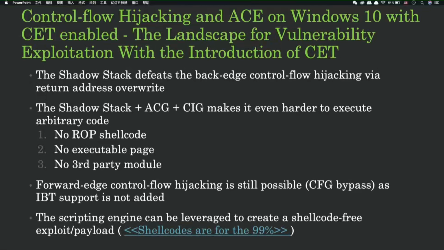So that being said, since we're using JavaScript, a lot of those mitigations, say ACG and CIG, are no longer a barrier for us because we don't really rely on arbitrary shellcode being executed. We do it in the JavaScript layer. So now the only thing we want to bypass is either the shadow stack or the CFG.